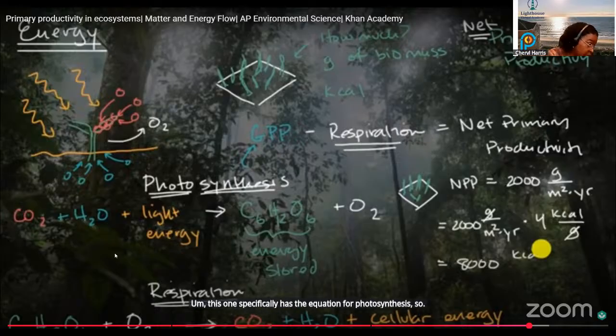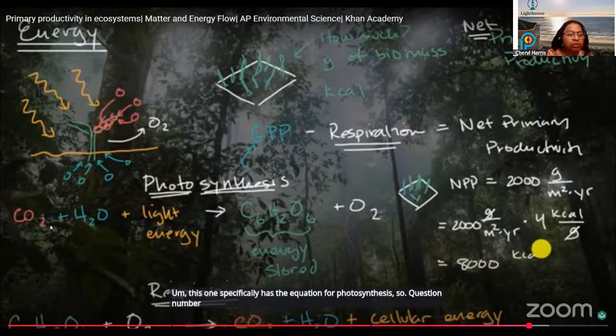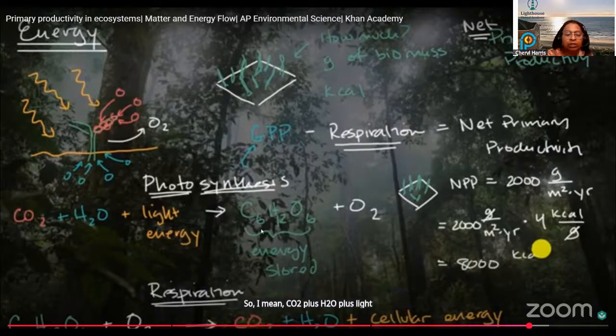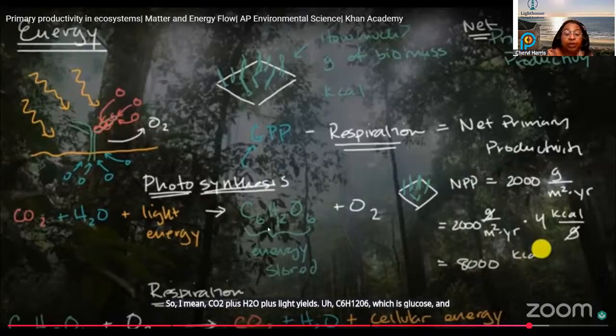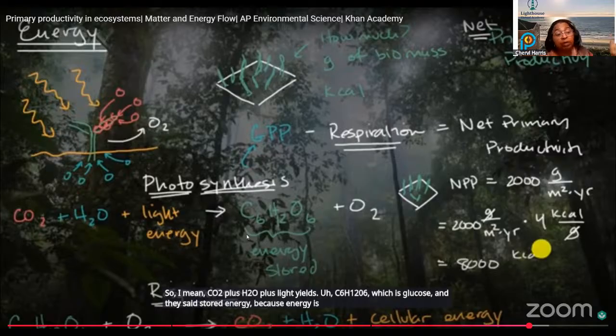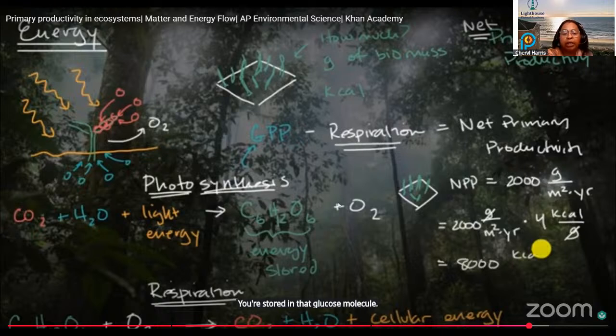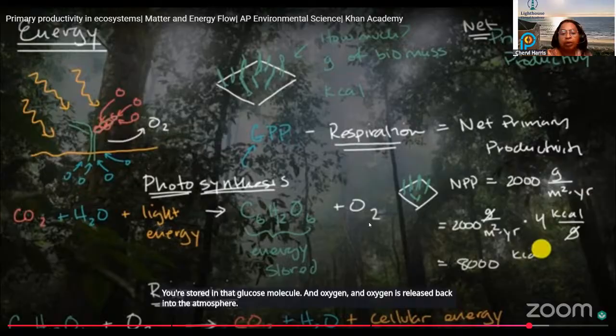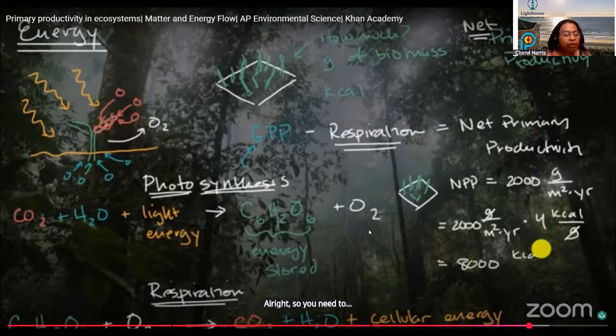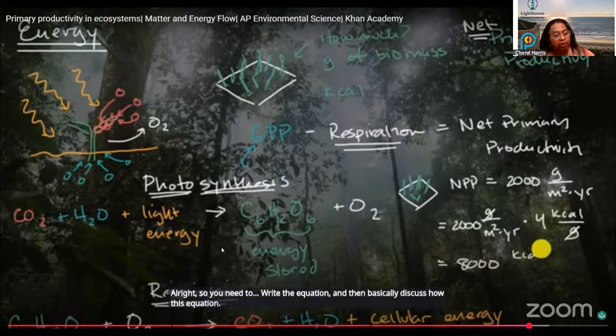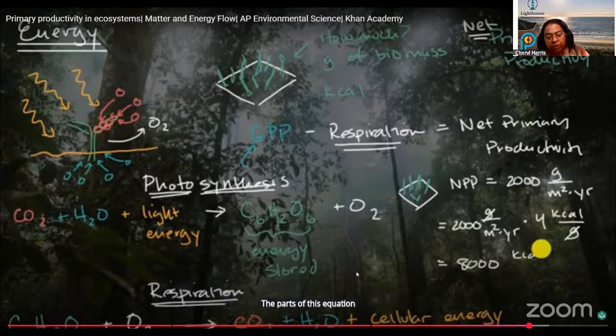So question number 1, you want CO2 plus H2O plus light yields C6H12O6, which is glucose. They said stored energy because the energy you've absorbed from the sun is stored in that glucose molecule, and oxygen is released back into the atmosphere. So you need to write the equation and then discuss how the parts of this equation equate to the productivity.